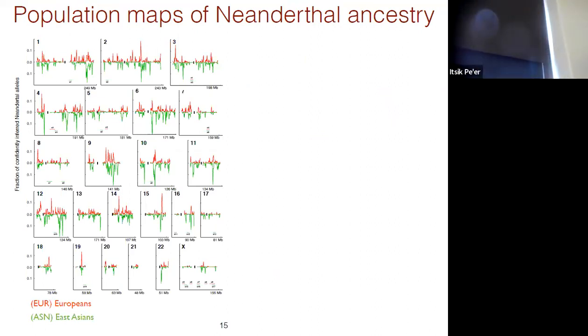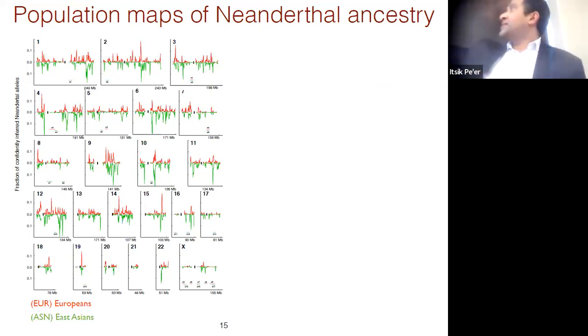So now we can go from these individual maps of Neanderthal ancestry to aggregating them within a population to build population level maps. Here we are building population level maps in European and East Asian populations with the 1000 Genomes project. And what you see here is as we move across the genome, we are counting up the frequency of Neanderthal ancestry in each of these populations. And what we see here is that there is considerable variation in the frequency of Neanderthal ancestry as we move across the genome in these two populations.